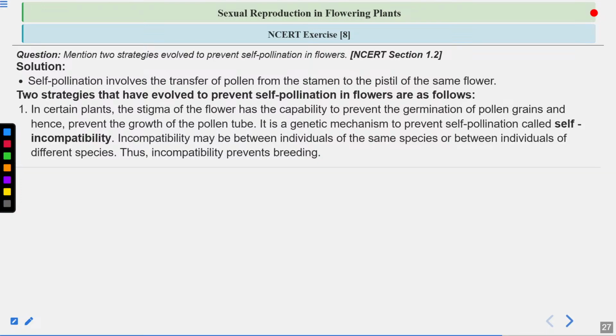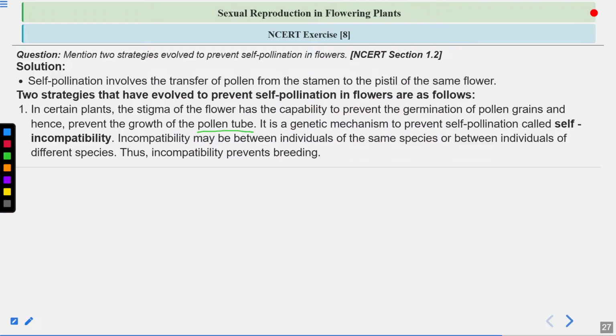First point, in certain plants, the stigma of the flower has the capability to prevent the germination of pollen grains and hence prevent the growth of the pollen tube. They do not allow the pollen grain to germinate on the stigma. So if there is no germination, then how could the pollen tube come out? So it is a genetic mechanism to prevent self-pollination, and it is called self-incompatibility.